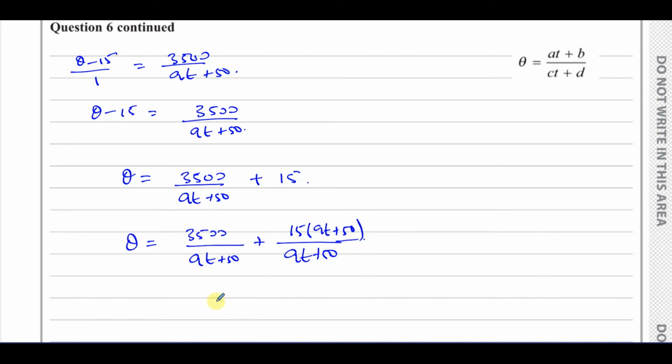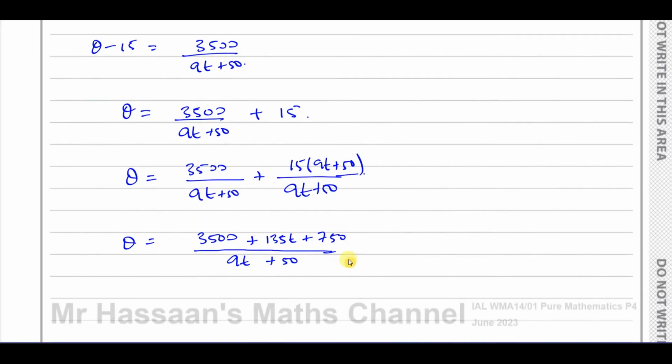So that gives you theta equals, you have one common denominator, which is 9t plus 50, and on top you have 3,500 plus 9 times 15, that's 9t times 15, which is 135t, plus 15 times 50. That's 15 times 5, I think that's 75, so 750. Okay, so we can combine those two together.